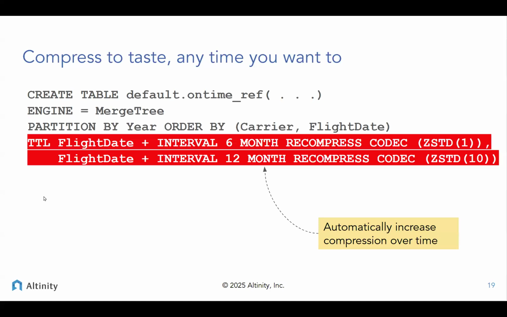And then after 12 months, we'll compress it to ZSTD10, which gets even better. It gets even better on disk compression. So this is an example of how you can play with compression at different times to get better cost efficiency.